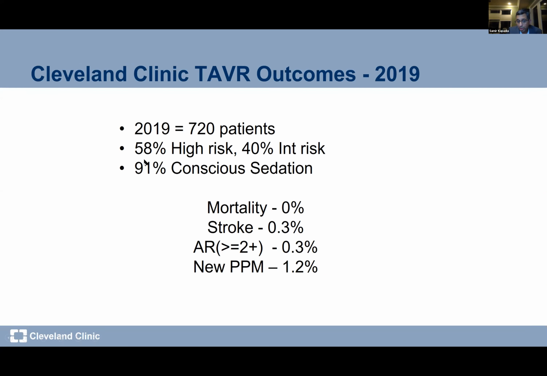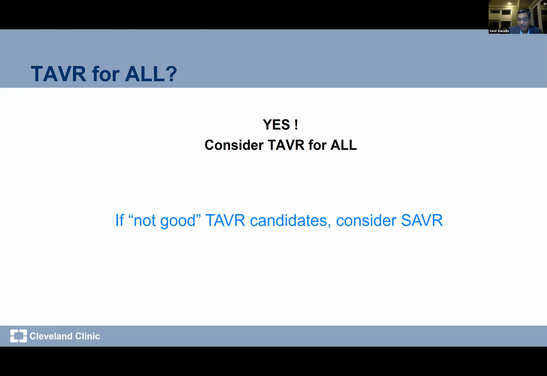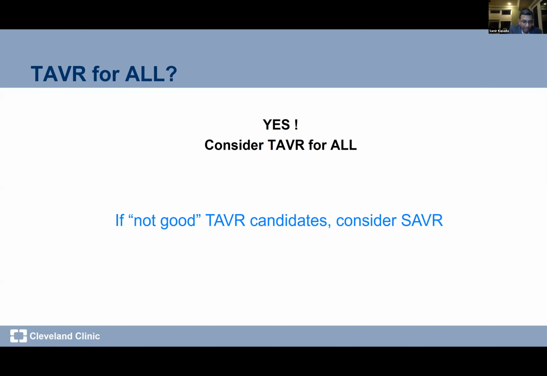91% of the patients, only 9% of the patients use general anesthesia, and those are the people who need alternative access. So this is again an amazing time. So I would say, yes, TAVR for all. In the current day, we say that we consider TAVR for everybody. And if they are not good candidates for TAVR, such as low coronaries, bicuspid valve, or a lot of calcium, then consider SAVR for these patients. So thank you for your attention.